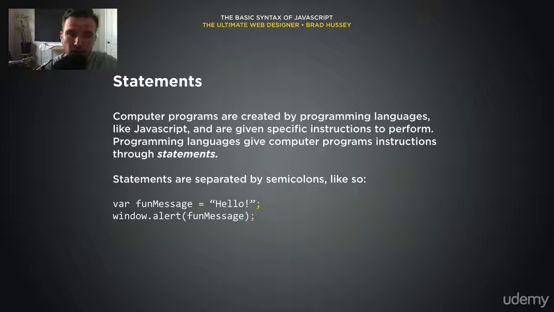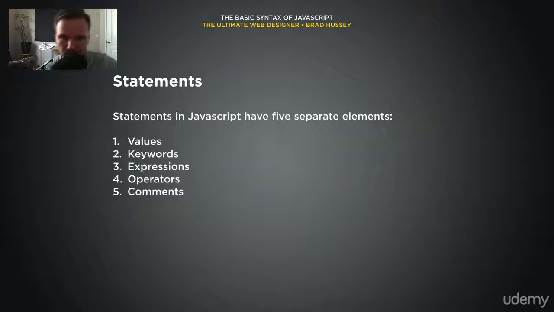Okay, let's talk a little bit about statements. Computer programs are created by programming languages like JavaScript and are given specific instructions to perform. Programming languages give computer programs instructions through statements. So statements are separated by semicolons, like this example. We have var funMessage equals hello, semicolon, window.alert(funMessage), semicolon. You'll understand this once we start getting into JavaScript.